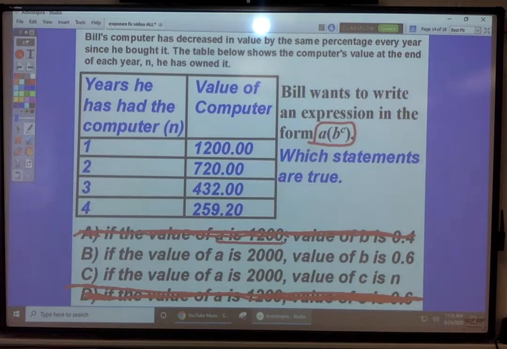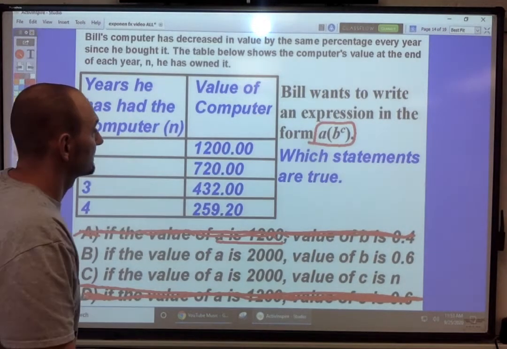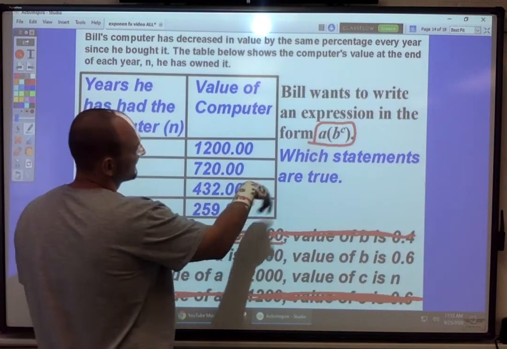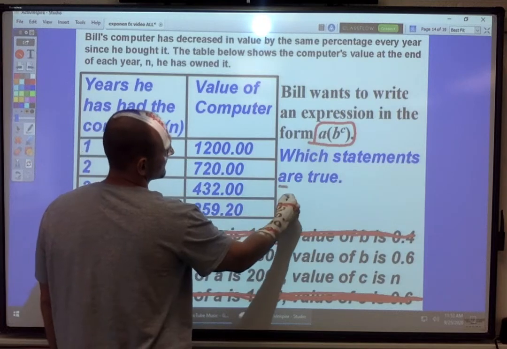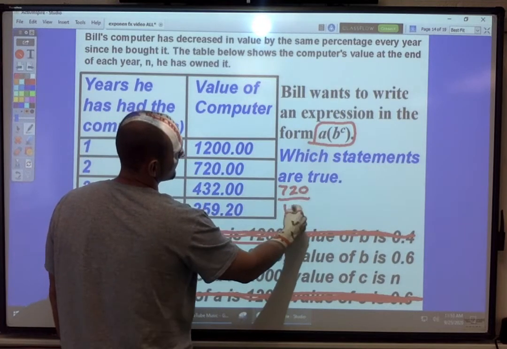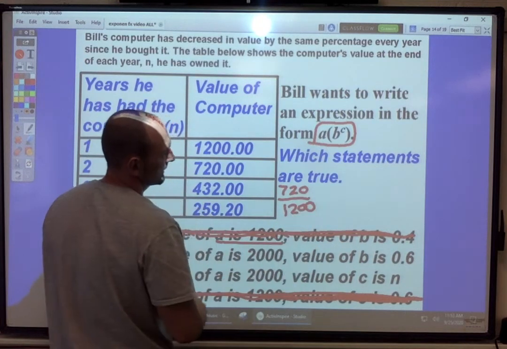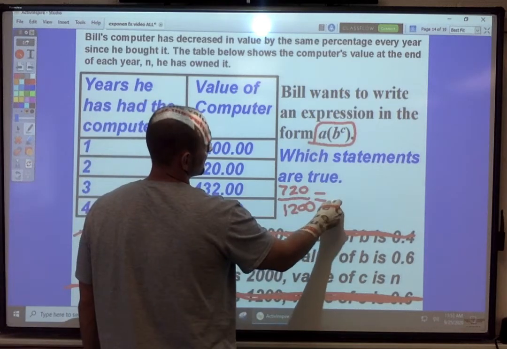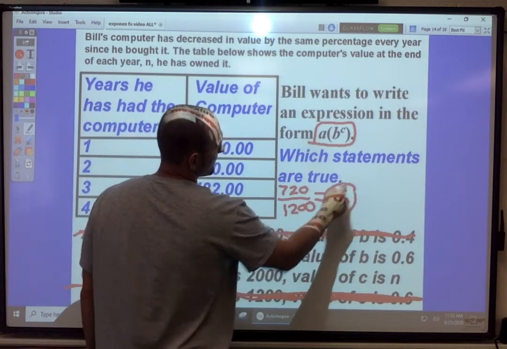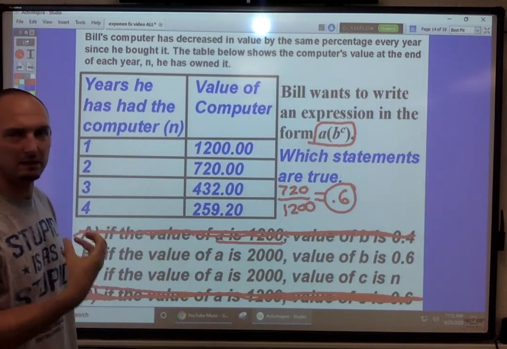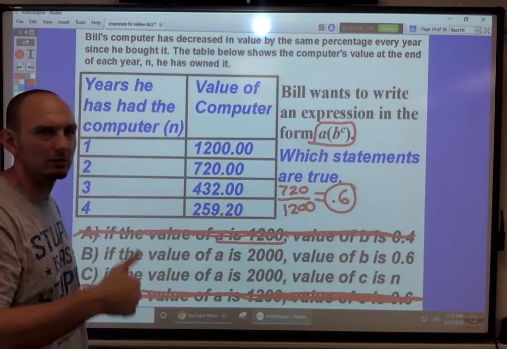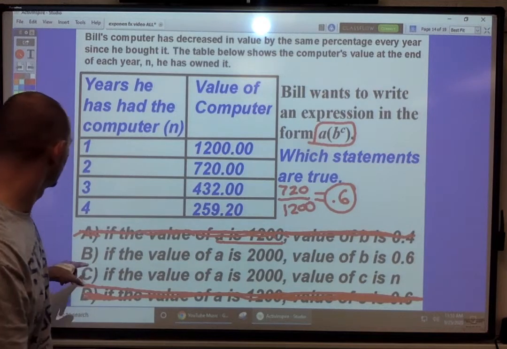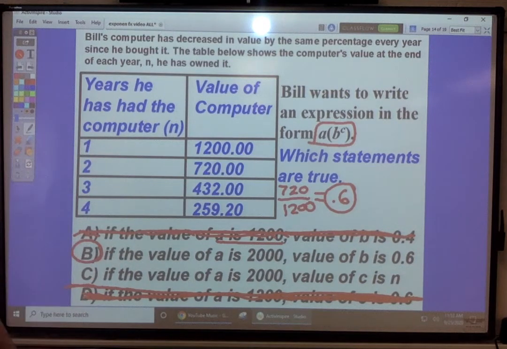They're saying A is 2000. Well, something has to be true, so I assume that's right. But let's find the factor. So y2 divided by y1, divided by 1200, and we get 0.6. Does 0.6 make sense? Because that's a decay factor. So is this going down? Okay, good check. So that's right. So B must be correct.